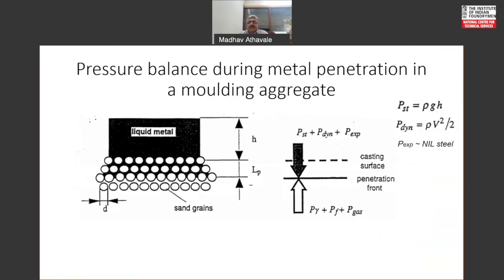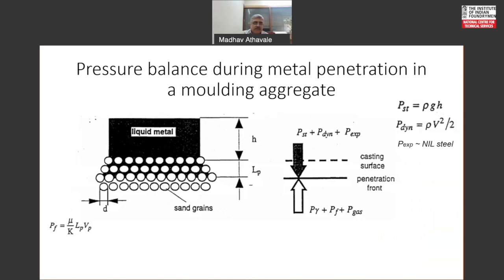If you take steel castings, it is nil, but if it is iron casting, then there will be some expansion pressure because of precipitation of graphite. This will be especially true both in case of very large iron castings as well as gray and ductile iron castings being cast in green sand molds.